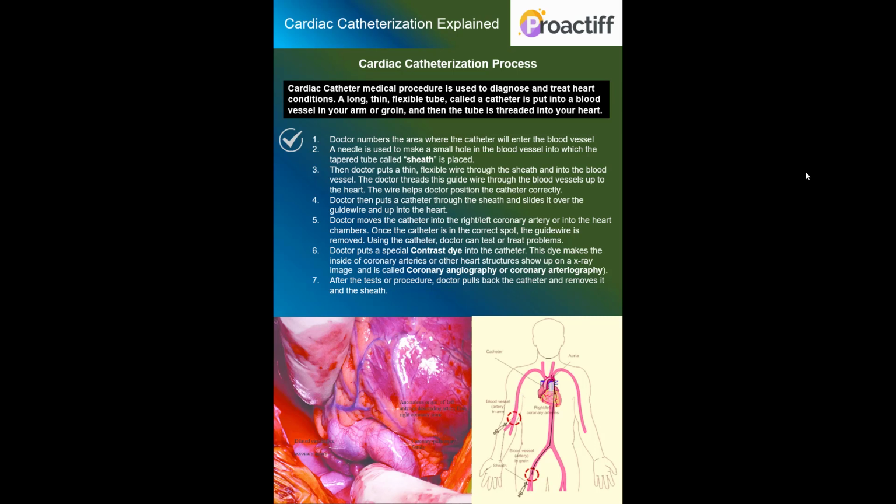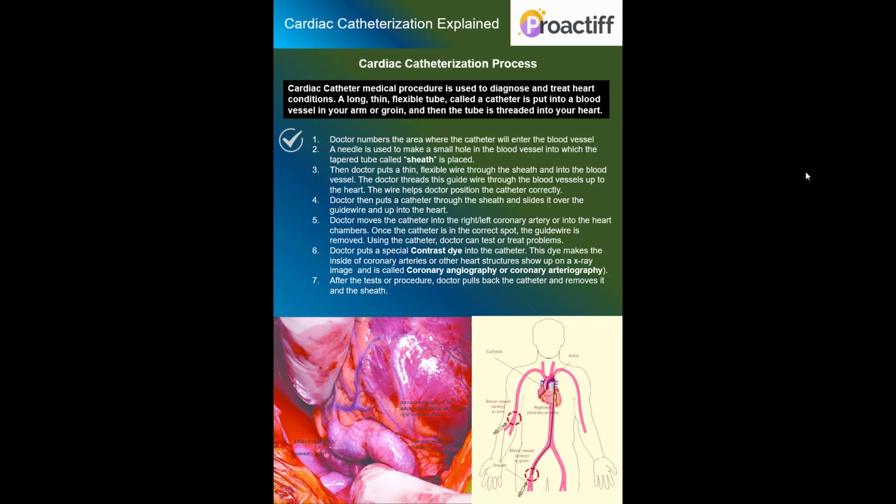The doctor then inserts a catheter through the sheath and slides it over the guide wire and up into the heart. The doctor moves the catheter into the right or left artery or into the heart chambers. Once the catheter is in the correct spot, the guide wire is removed. Using the catheter, the doctor can now test or treat the problems.